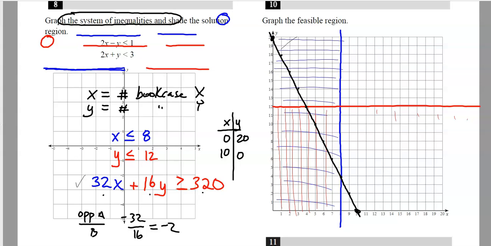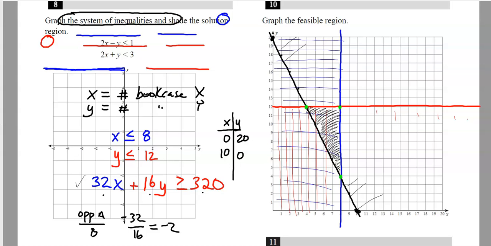So when I start shading that way, and I'm going this way, the interesting part, the overlap of all three, is right here. That's the overlap of all three. So let's go in here and see what we have for our region. I got that, I got that, and I got that. So let's see what we have going on here.